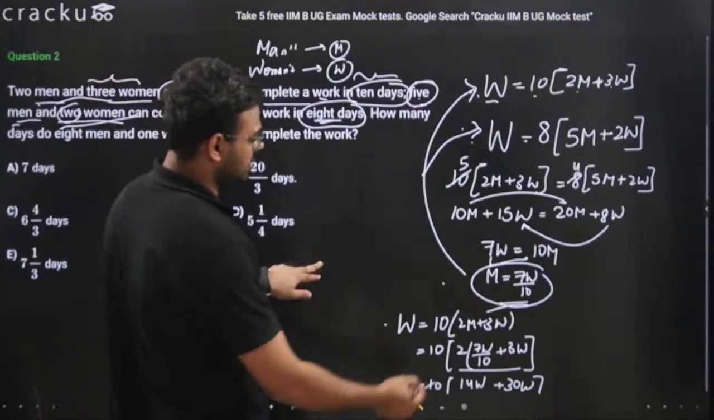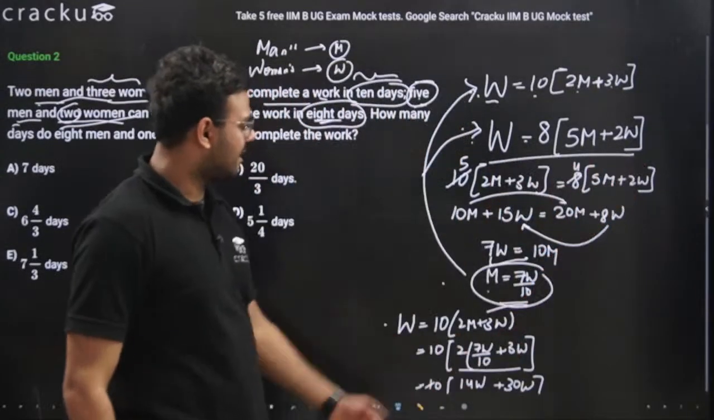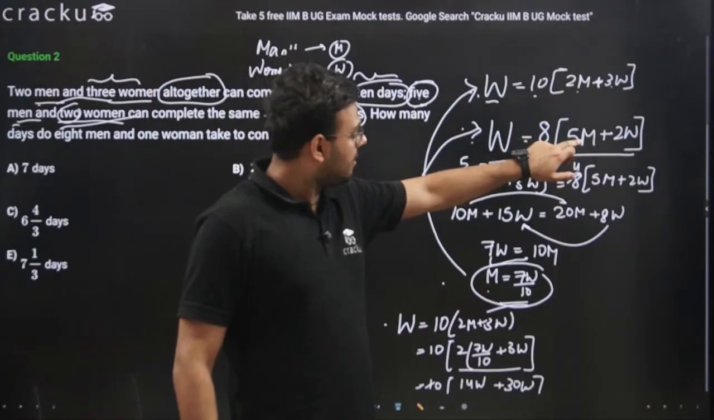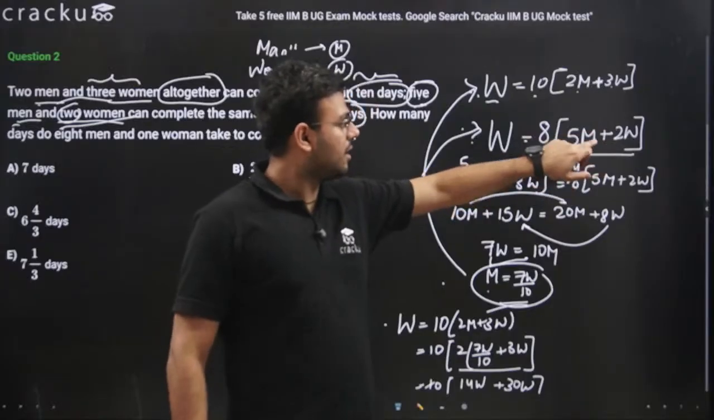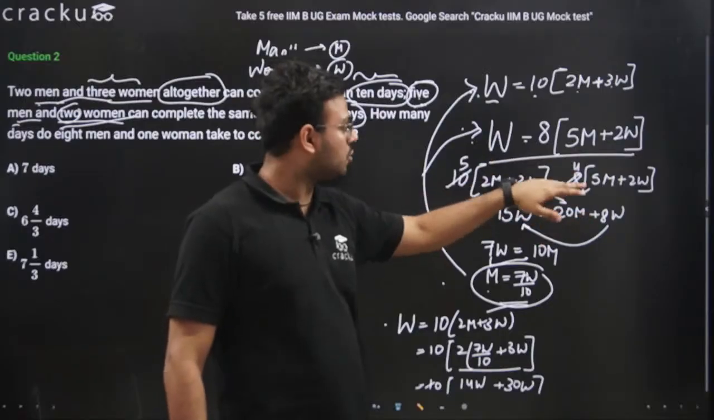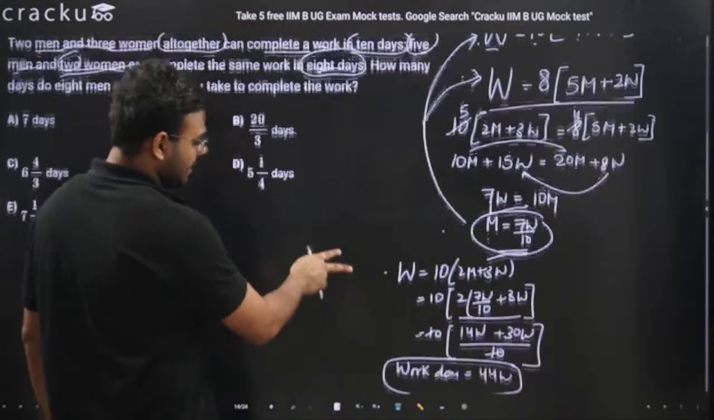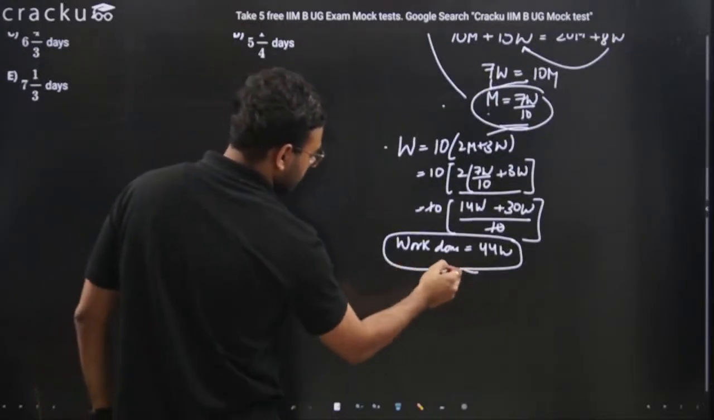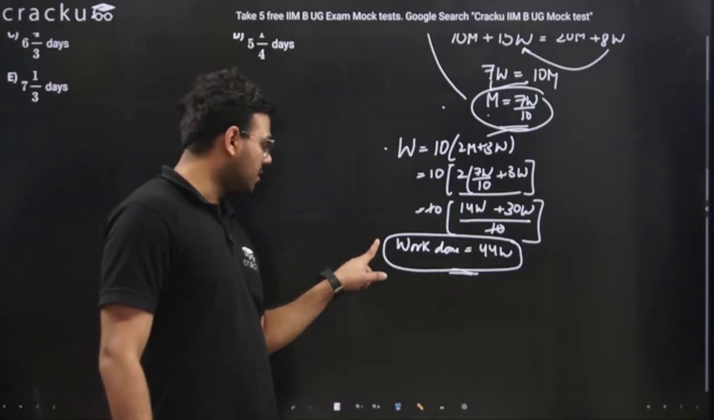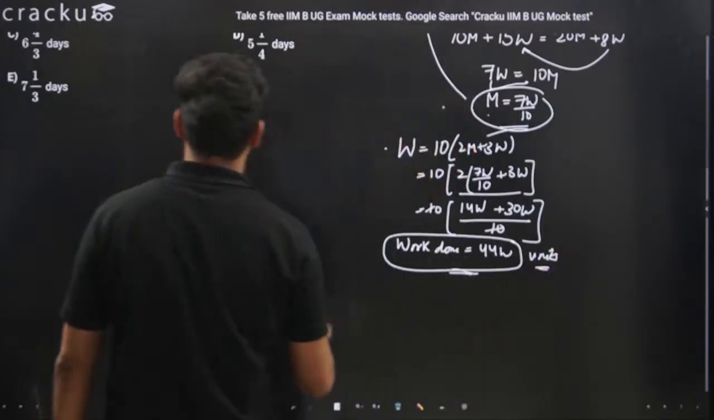Even if you substitute the value of m equal to 7w by 10 in the second equation, again you will get the same value. How? This will be 5 into 7, which is 35 by 10, which is 7 by 2, plus 2, which is 7 by 2 plus 4 by 2, which will be 11 by 2, 8 into 11 by 2 is again 44w. So in both cases, you will get the total work done as 44w. So the total work they have to do is 44w units.